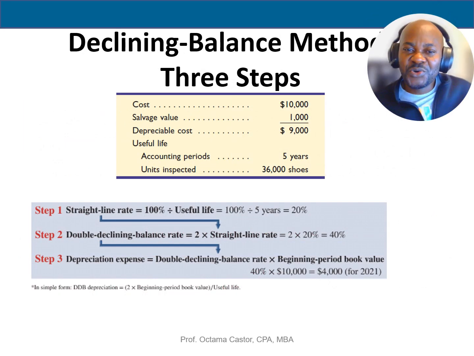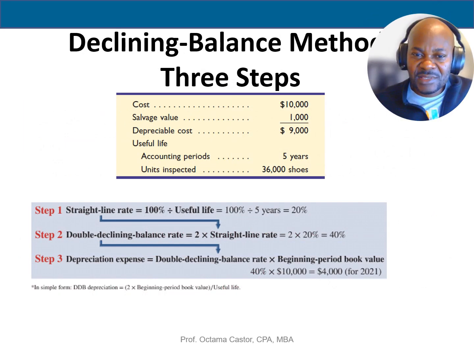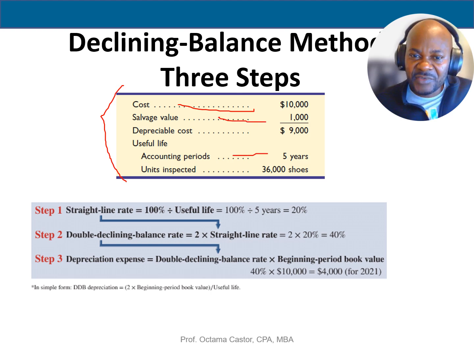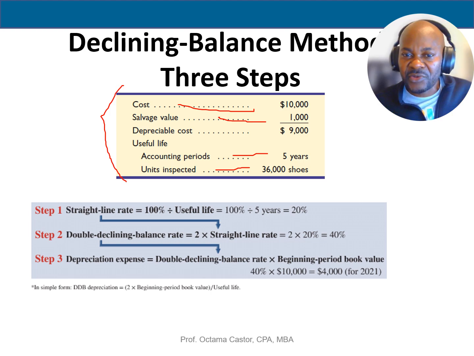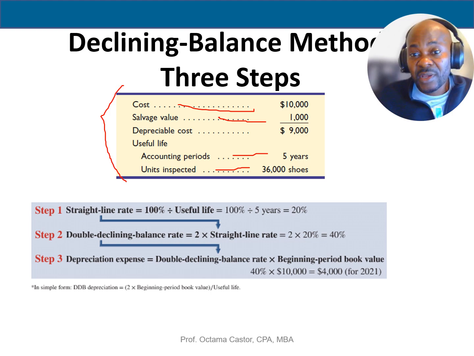Okay, so the last depreciation method is the double declining. Very simple, but we have three steps to go through here. Again, we're going to be using the exact same example we had earlier. Cost of the asset of 10,000, residual value 1,000, useful life 5 years, and number of units expected 36,000 units. We're not going to be using all of this information, but let's go through the steps.